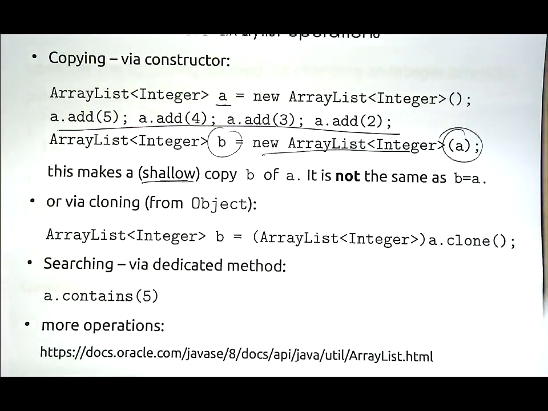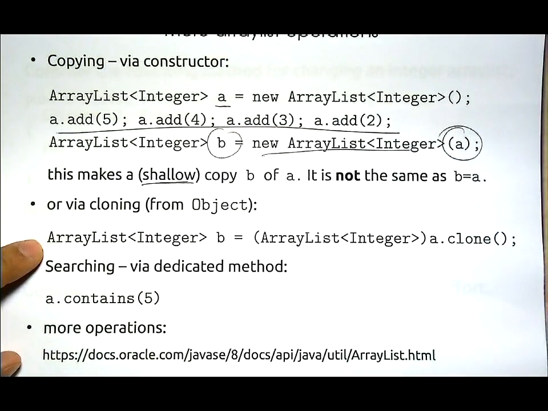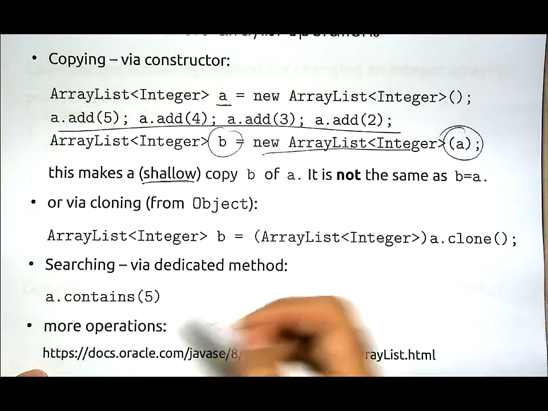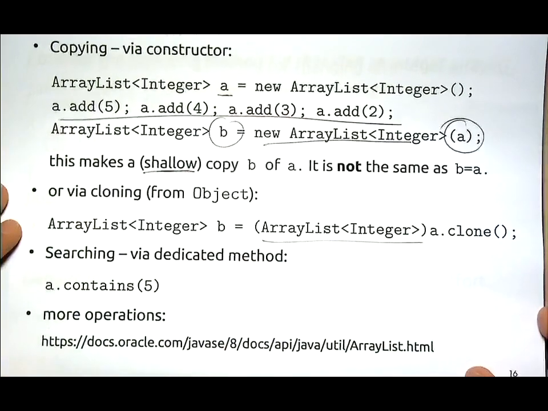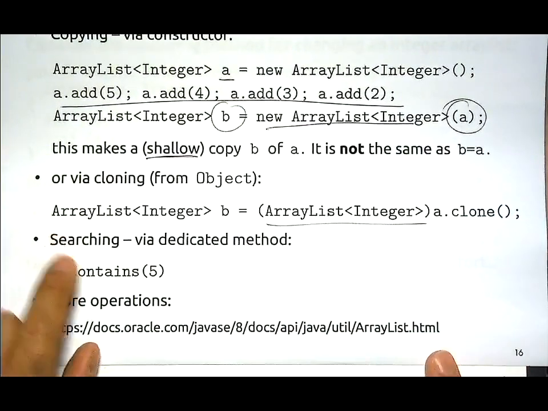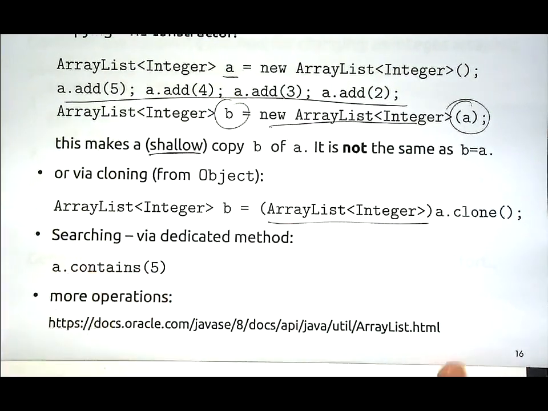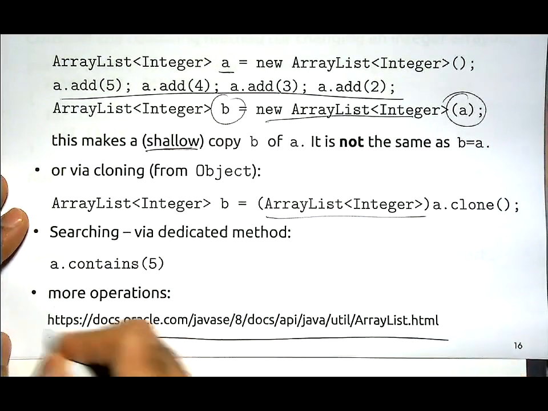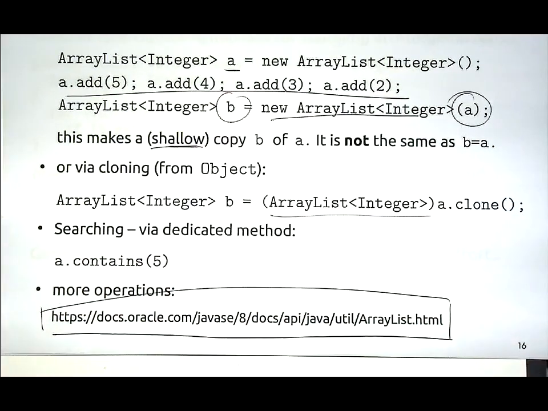We can also make a copy of the array list using cloning. And cloning is inherited from object. But then we have to be a bit careful with casting because otherwise the compiler is unhappy. You can also search for an element in an array list using the contains method and so on. Well, the best way to find out which methods you have for a list is just to go to the documentation. Especially when you write code, you might find it useful. Because sometimes you think, oh, I need this method, maybe I should implement it, but then you go to the documentation and the method is already there.